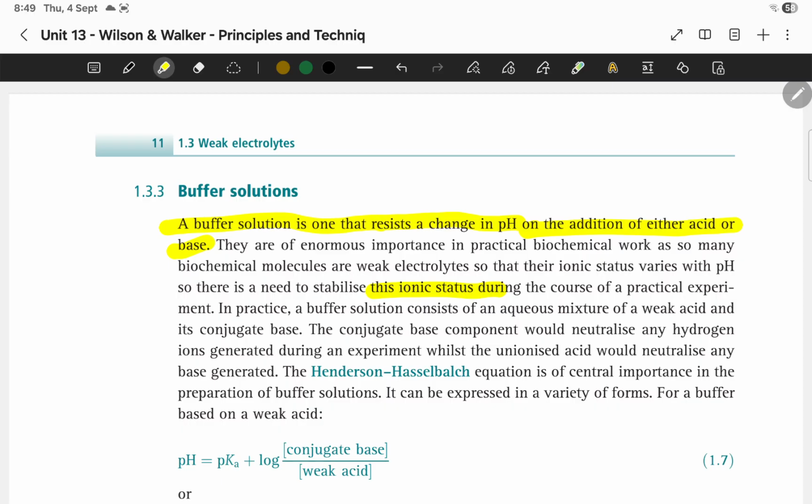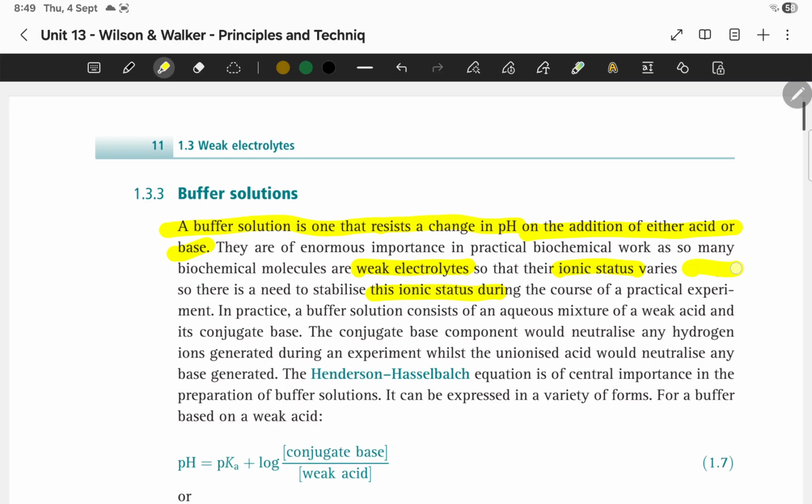In biochemical work, molecules are weak electrolytes and they change their ionic state with pH. So to stabilize this ionic status during the course of a practical experiment, a buffer is used. A buffer resists the change in pH. In practice, a buffer solution consists of an aqueous mixture of a weak acid and its conjugate base.